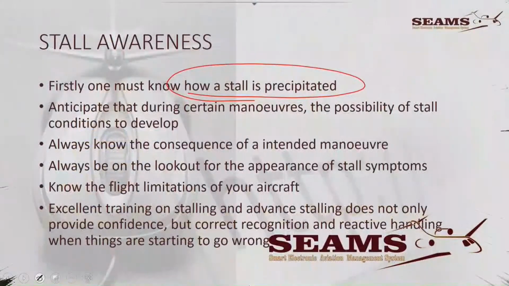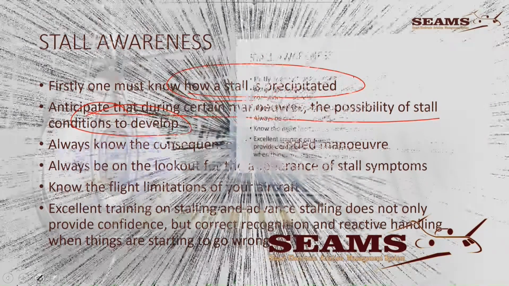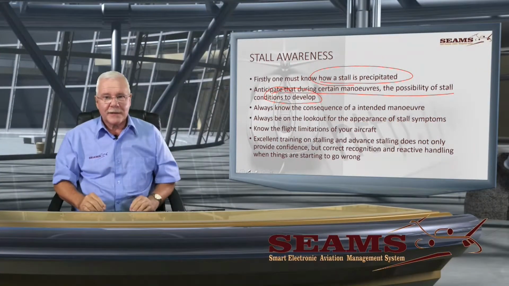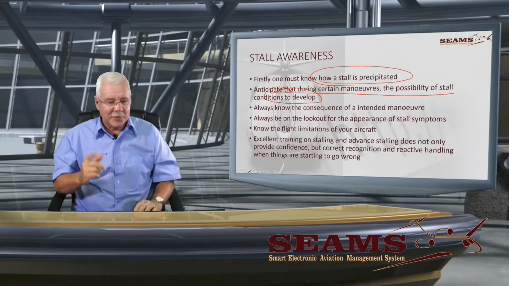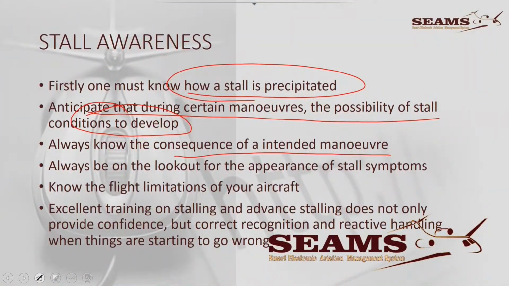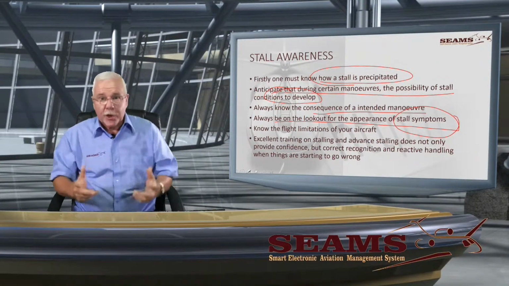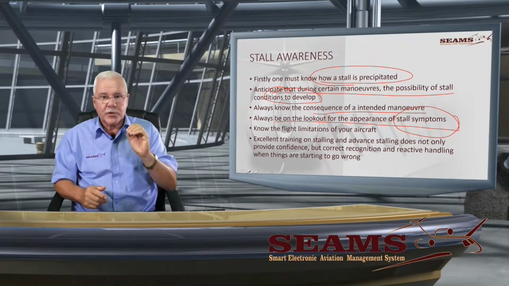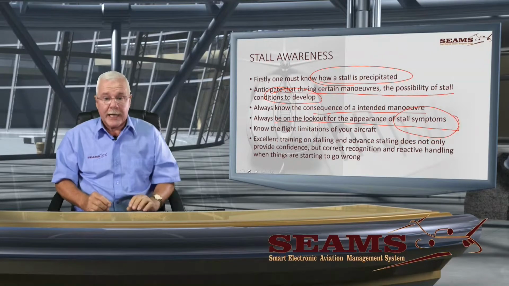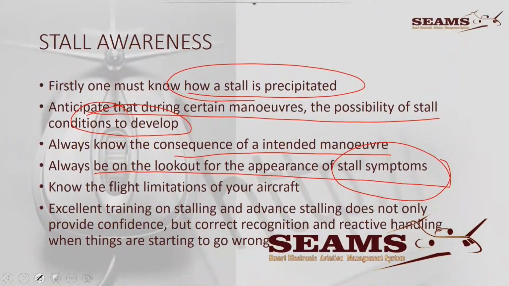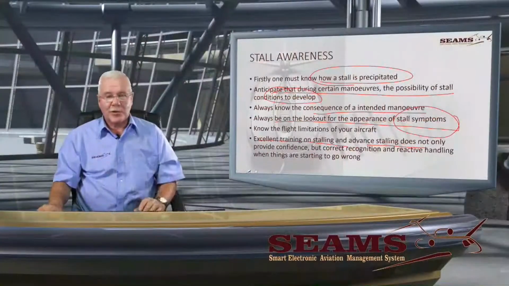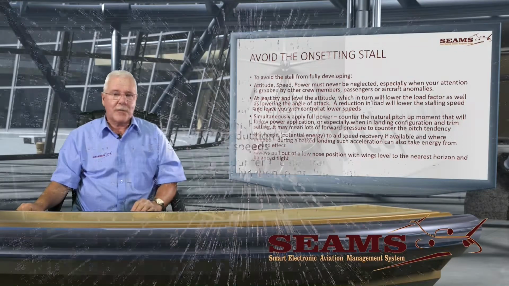Get the knowledge. Anticipate that during certain maneuvers, the possibility of stall conditions will develop. Of course, if you push and pull and go crazy, then the stall speeds will change, the maneuvering stall speed. Always know the consequence of the intended maneuver. Always be on the lookout for appearance of stall symptoms. If you do not see the stall approaching, then you're going to stall. The idea is to notice that it's going to stall and get out of there before it actually stalls. Now, I say here that excellent training and advanced stalling, and we've already mentioned it, look, if you really need that, go and get somebody else.